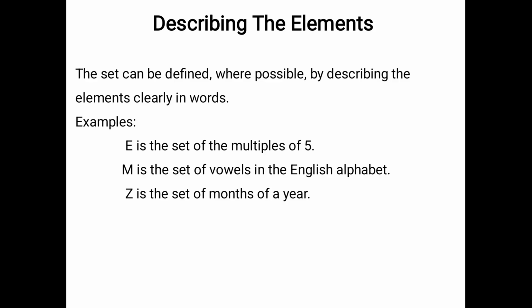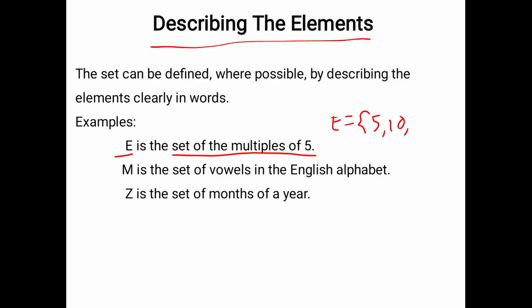So next is describing the elements. The set can be defined where possible by describing the elements clearly in words. So for example, E is the set of multiples of 5. So you describe it, for example, E is equal to 5, 10, 15, 20. So it can be called E is the set of multiples of 5. You can see that 5, 10, 15, 20 are multiples of 5.